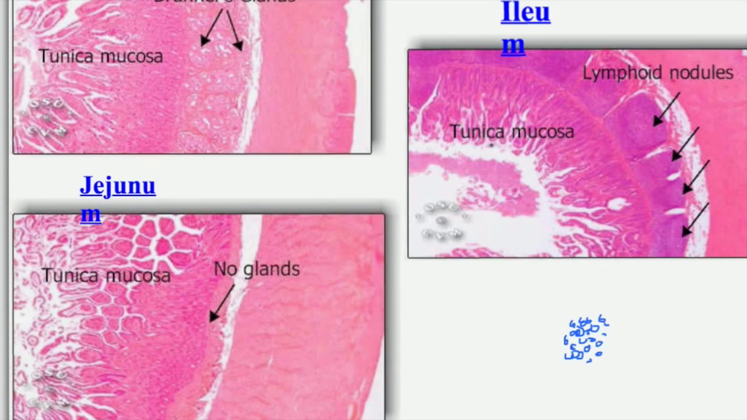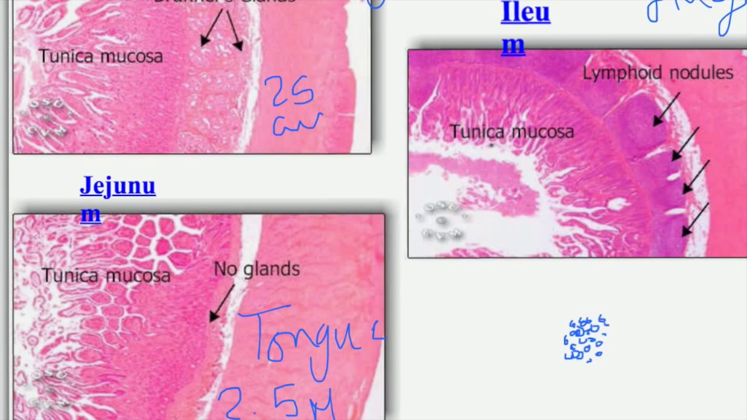And this is slightly shorter and tongue-shaped. So this is leaf-shaped, this is tongue-shaped, and this is finger-shaped. Here are numerous, less, and least. Then we have, of course, the anatomical difference, which is the length: 25 centimeters here, 2.5 meters here, and 3.5 meters here.